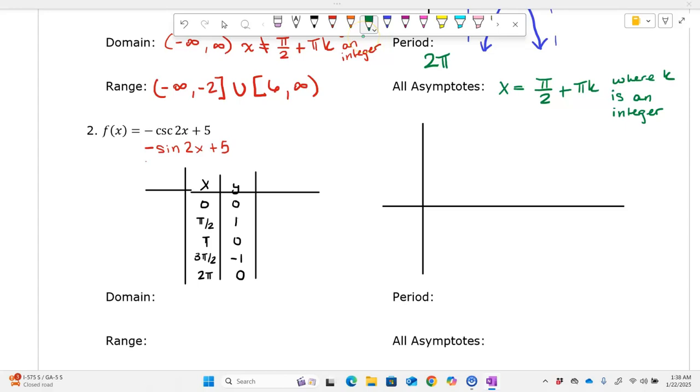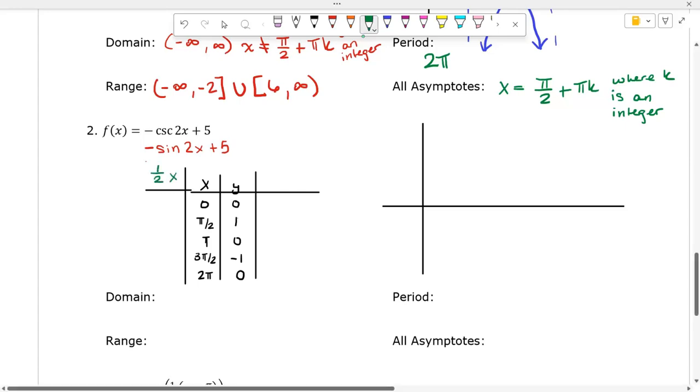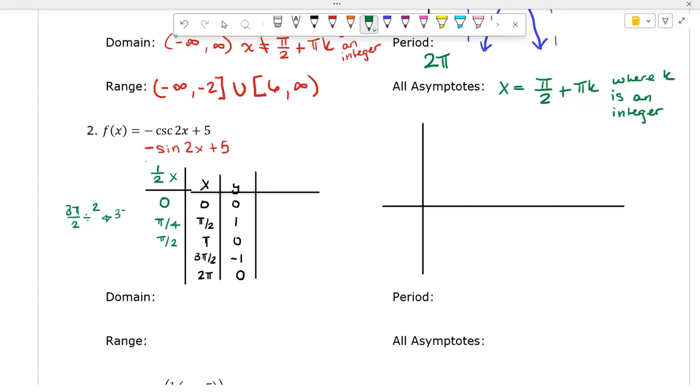So since this says sine 2x, it's going to be 1/2. So I'm going to go 1/2 of whatever my x values are. So half of 0, well, that's still 0. Half of pi over 2 is going to be pi over 4. Half of pi is pi over 2. Half of 3 pi over 2. Well, you might not be able to do that in your head. Hopefully you can, but if not, that's okay. What am I doing? Divided by 2, so I keep, change, flip.